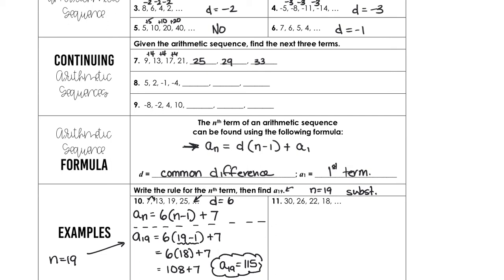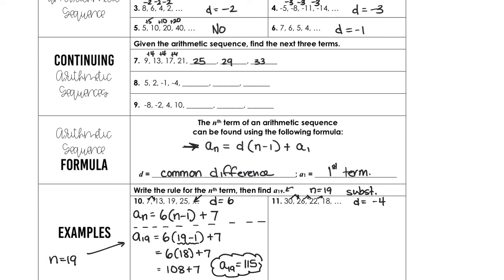All right, so let's do another one really quickly here. So number 11, it has the same instructions here. Write a rule for the nth term, then find a sub 19. So here we go. The first thing we do in this problem is recognize, well, what is the common difference? So from 30 to 26 and 26 to 22 and 22 to 18, these are all subtracting 4.